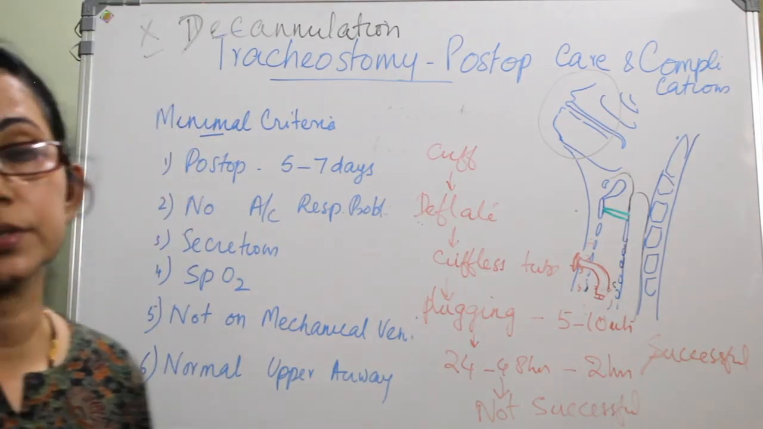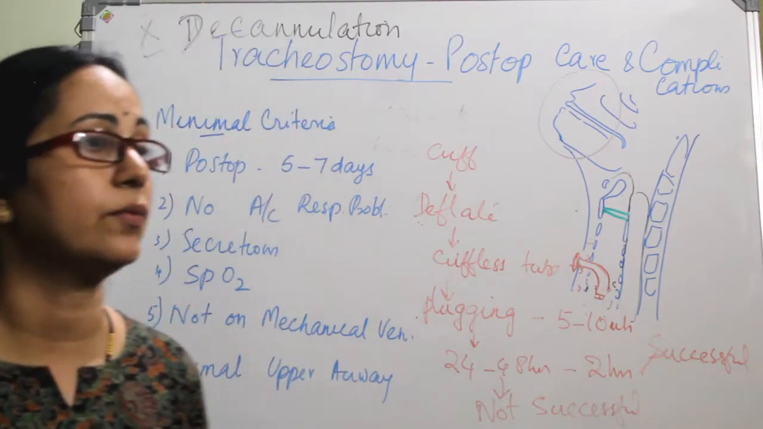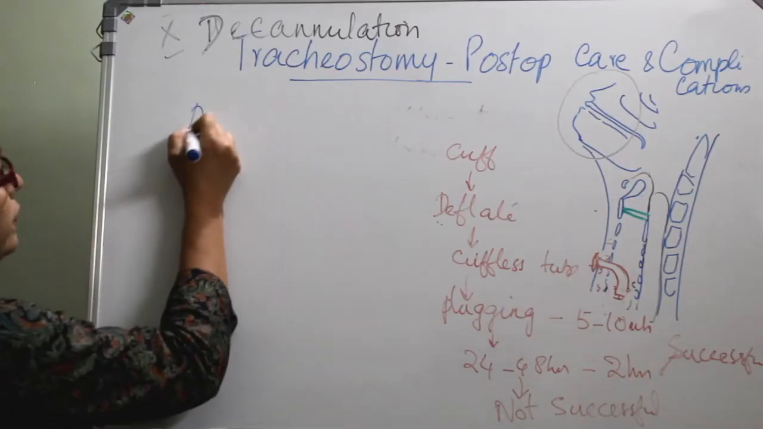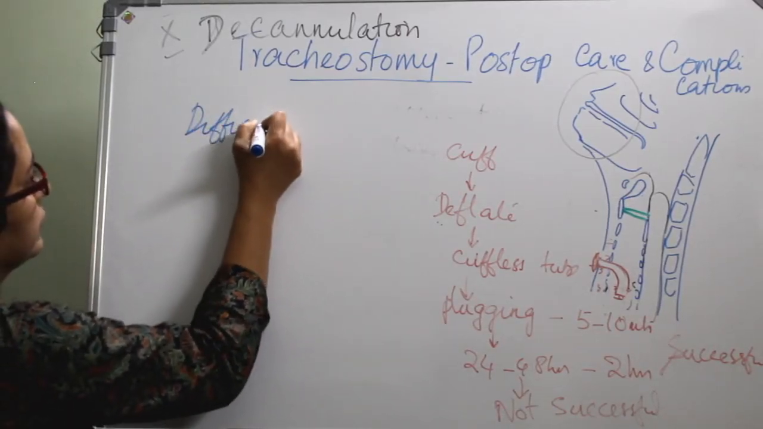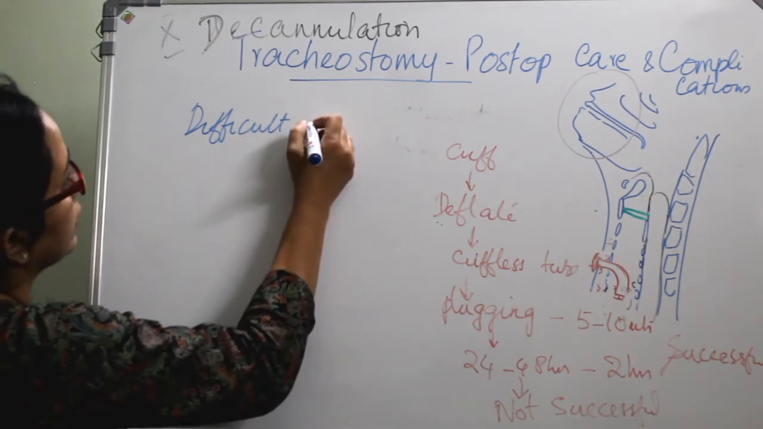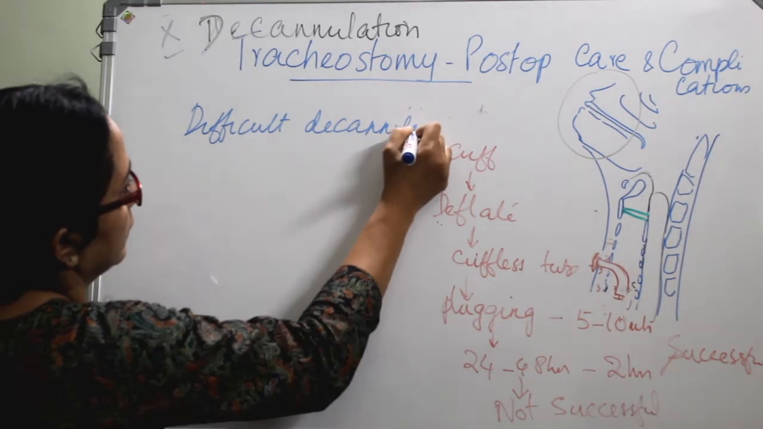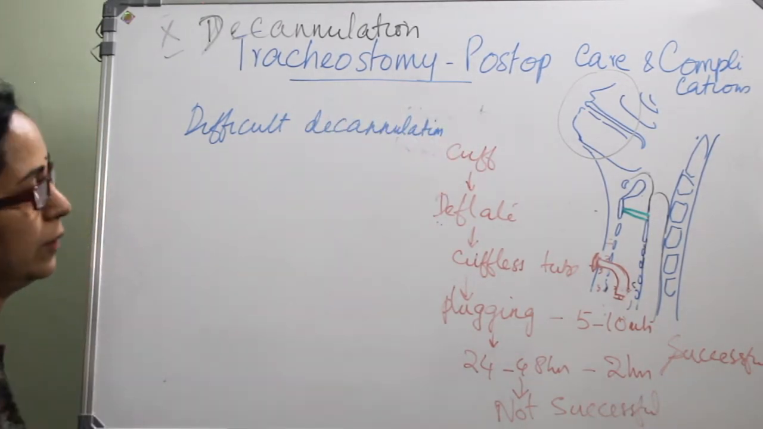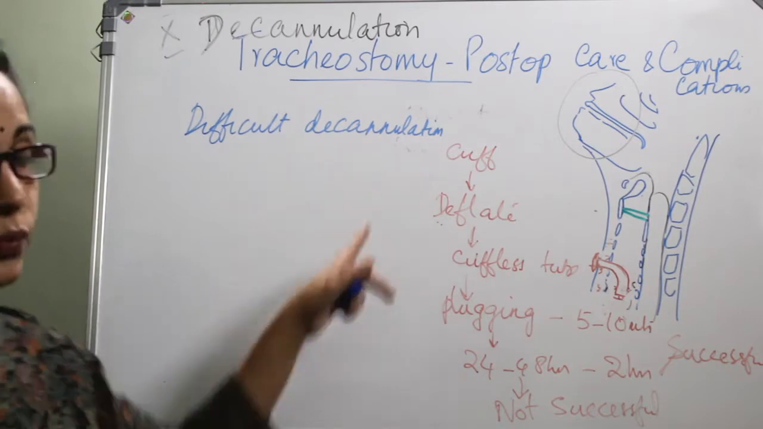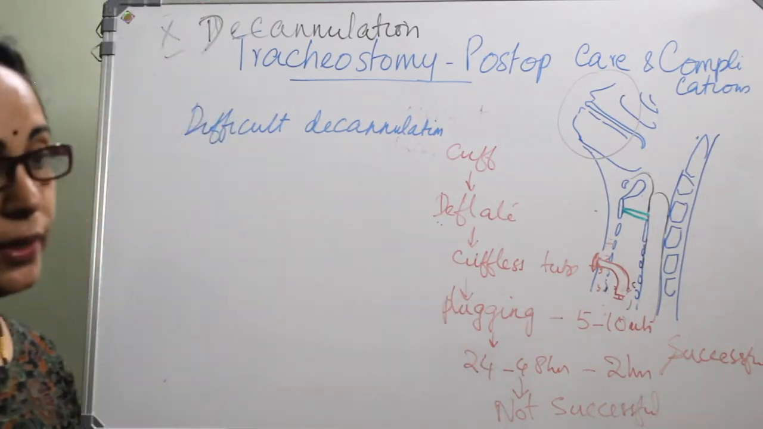So there are some causes for difficult decannulation. Let us see what the causes are. The causes of difficult decannulation. It's usually asked in viva. Okay. You cannot remove the tracheostomy tube following this protocol, then it is difficult decannulation.